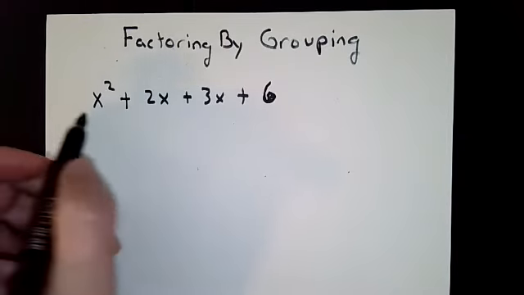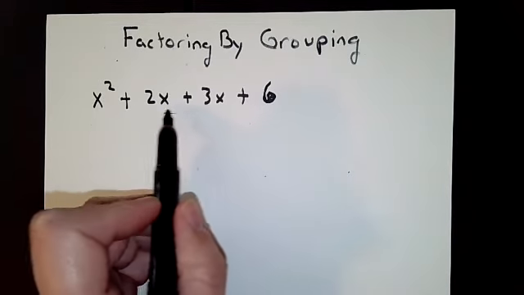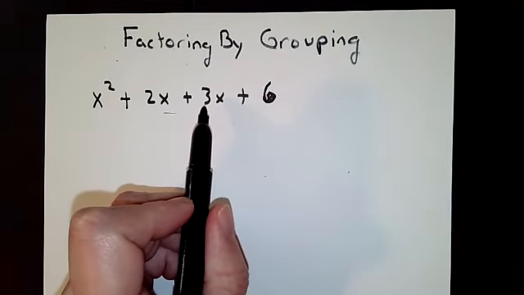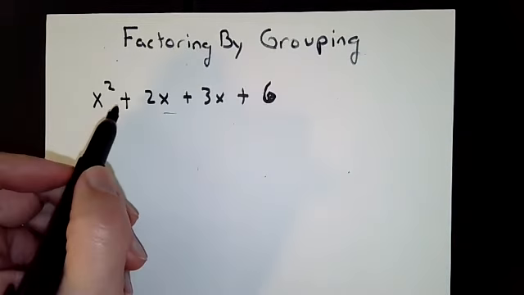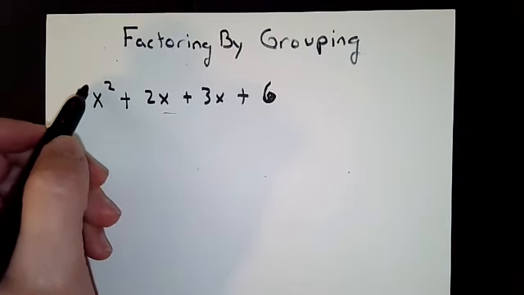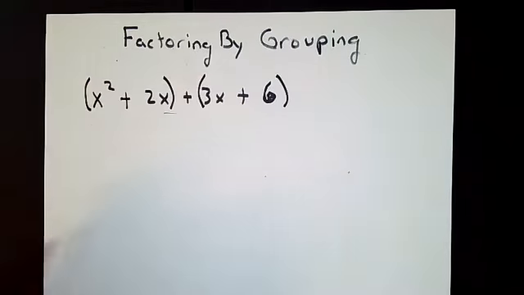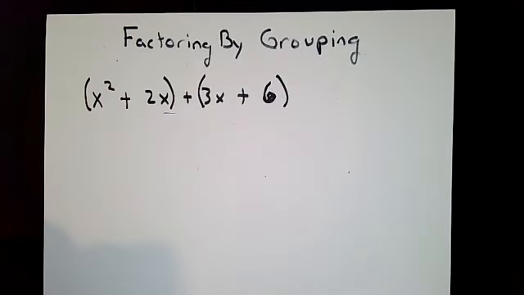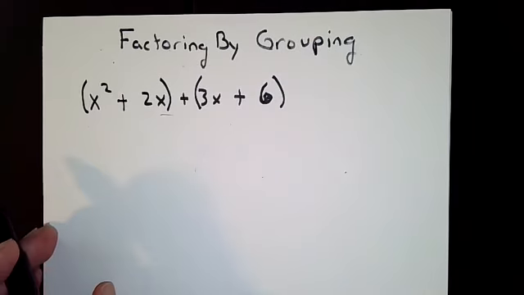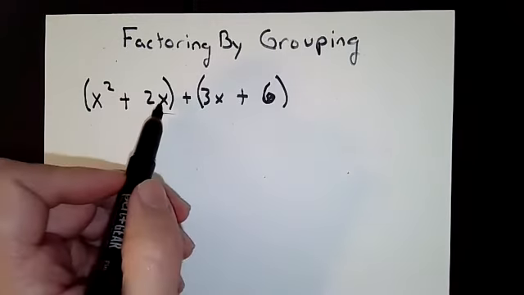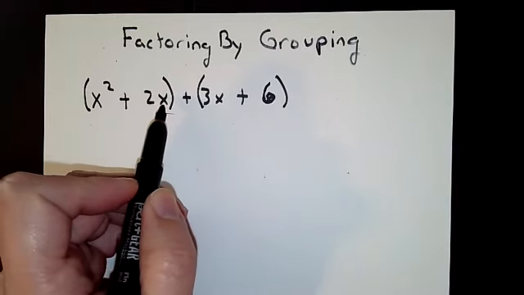And to factor, first of all, notice that we could add these two together, but we don't want to do that. That would be going in the wrong direction. Instead, we will group the four terms into two different groups. And then in the first group, we will factor out the greatest common factor.